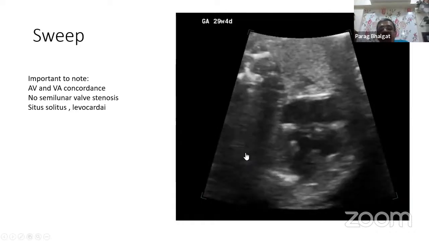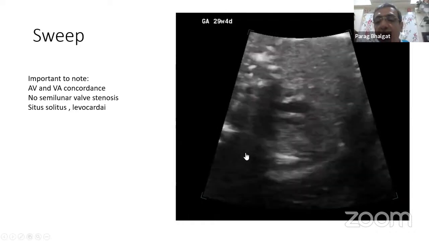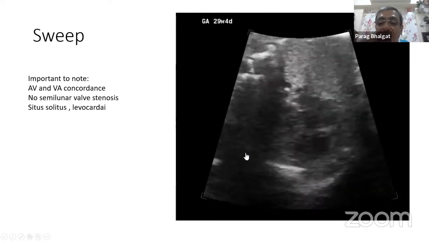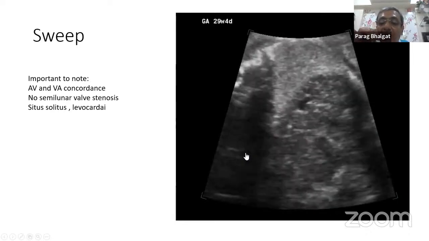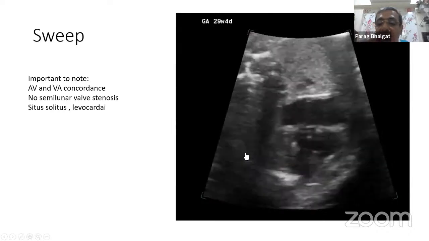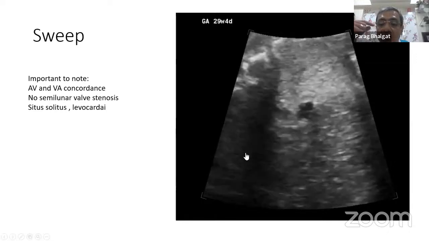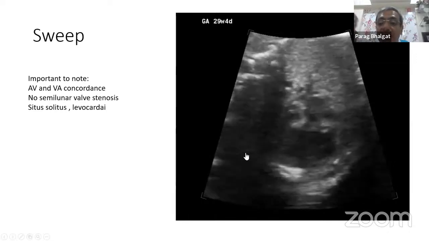And this is the sweep that I was talking about. It is important that we do the sweep and see it again and again, and appreciate how atria, ventricles, and great arteries are connected with each other. Just try to see how the great arteries are crossing each other.